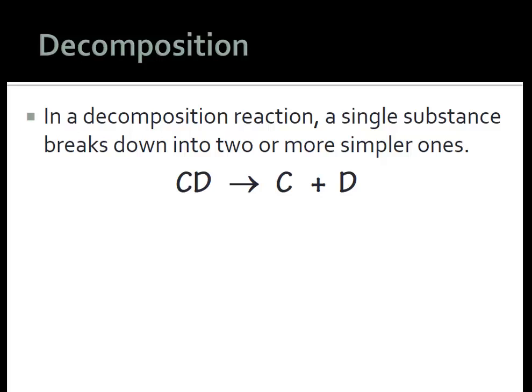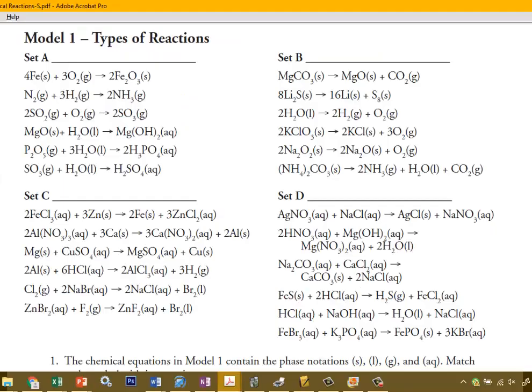So decomposition reactions look like this. CD becomes some C plus some D. Okay? So again, the two elements that were together, maybe more than two elements, are breaking apart somehow into something simpler. Now, let's look at the examples here.